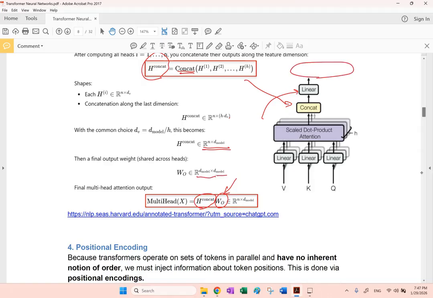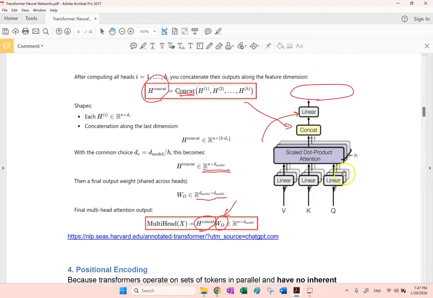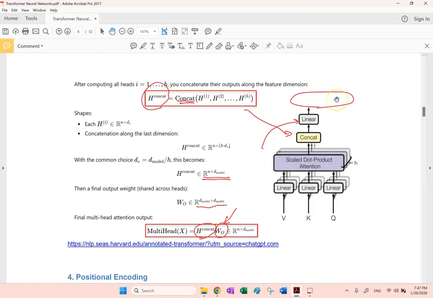And this is going to be what? This is going to be the output of all of these H heads, right? Good. Now, is that the final output of the encoder transformer? No, there is more to it. This is just the multi-head part so far.